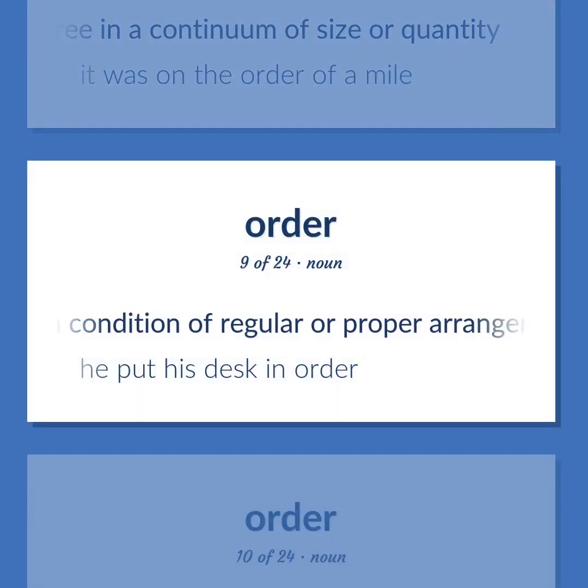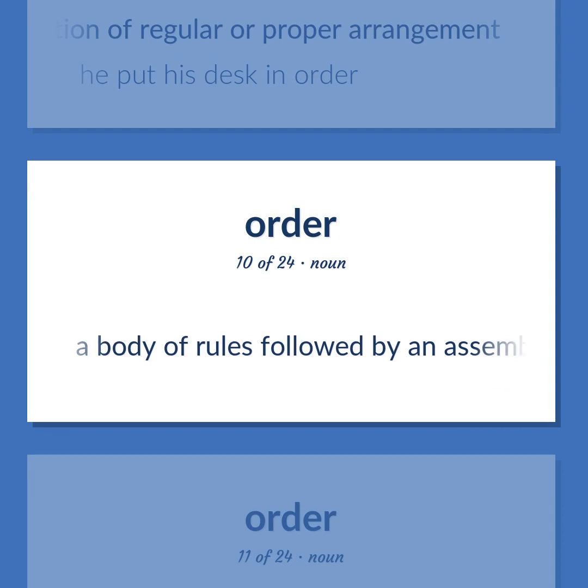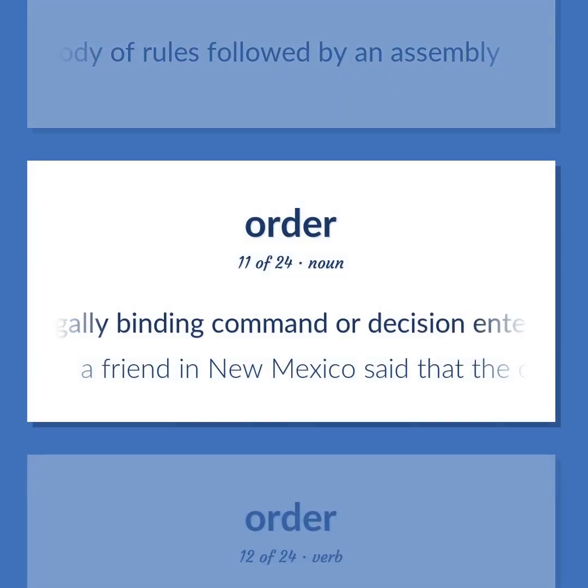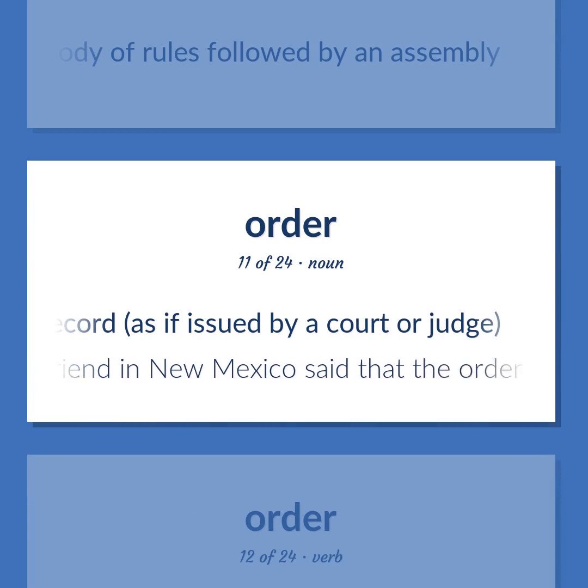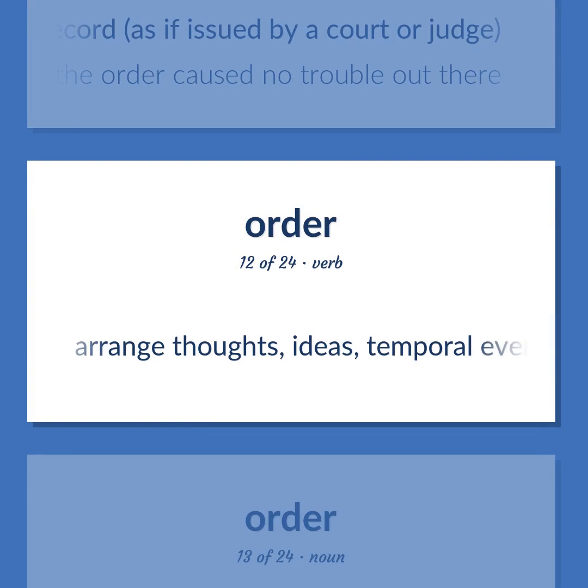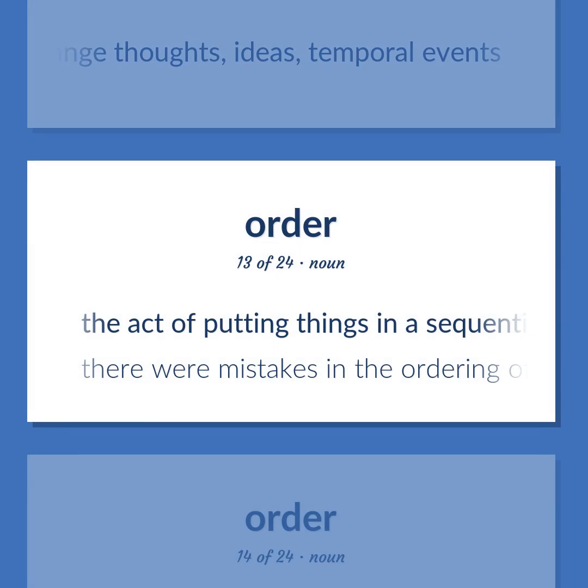A condition of regular or proper arrangement. He put his desk in order. A body of rules followed by an assembly. A legally binding command or decision entered on the court record, as if issued by a court or judge. A friend in New Mexico said that the order caused no trouble out there. Arrange thoughts, ideas, temporal events. The act of putting things in a sequential arrangement. There were mistakes in the ordering of items on the list.